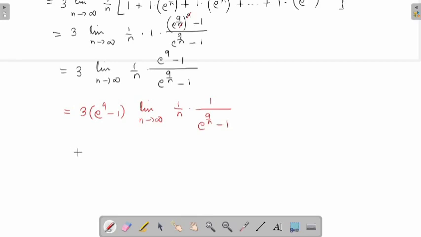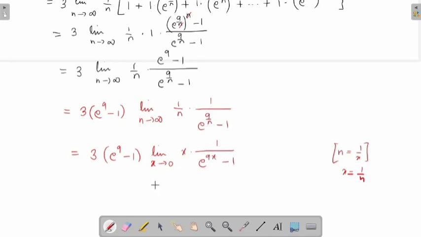Okay, so what I'll do here is some substitution. I'll take n to be equal to 1 by x. So if n is 1 by x, then x becomes 1 by n, isn't it? And as n tends to infinity, obviously the value of x goes to 0. So that's why I'll write x tends to 0. And 1 by n is x, right? So it becomes x into 1 by, see here carefully, e to the power 9 by n can be written as e to the power 9x, isn't it?